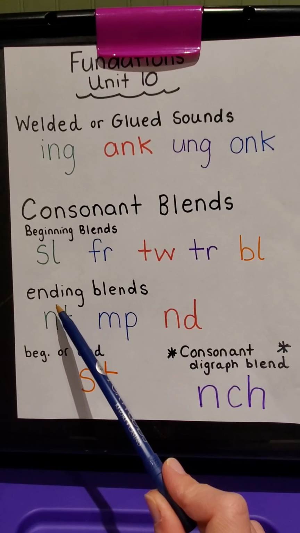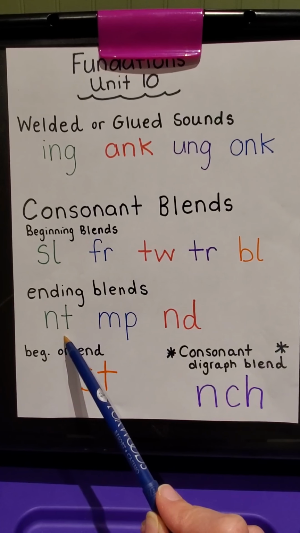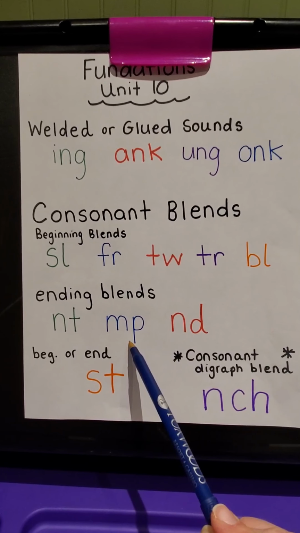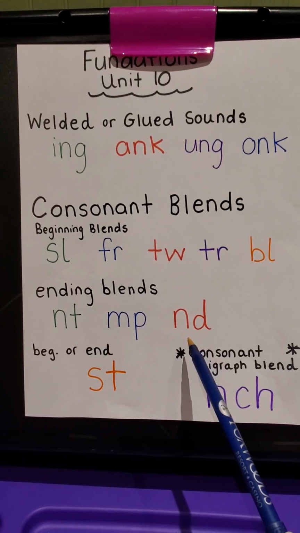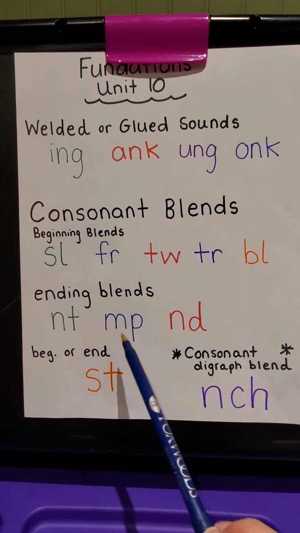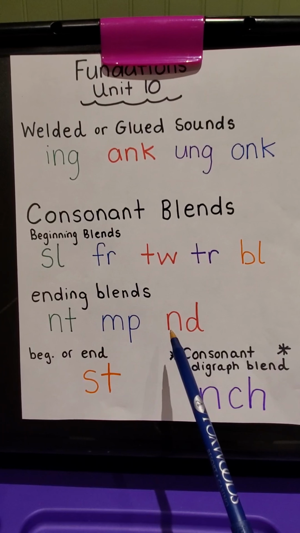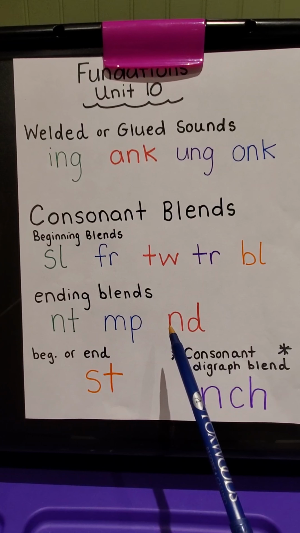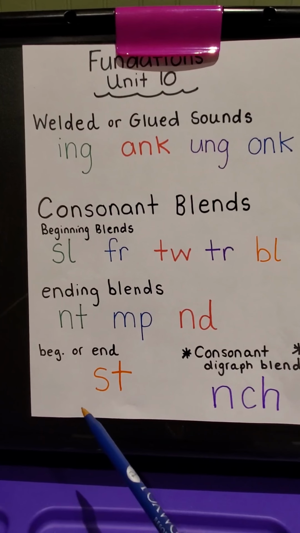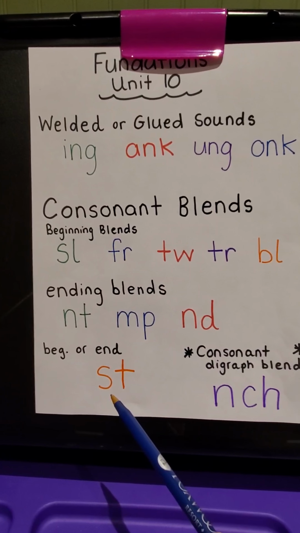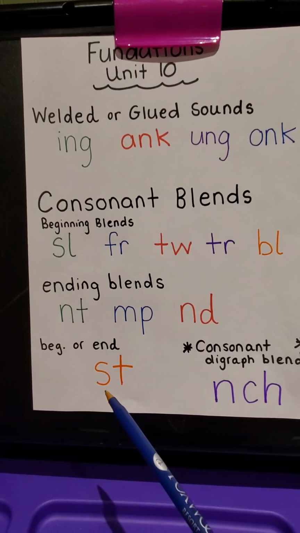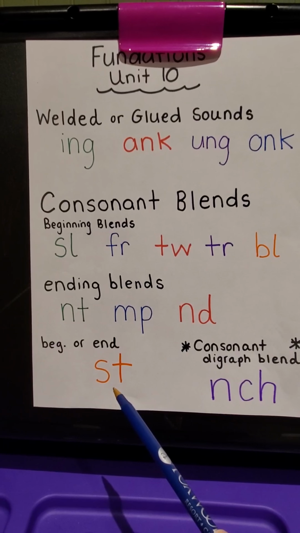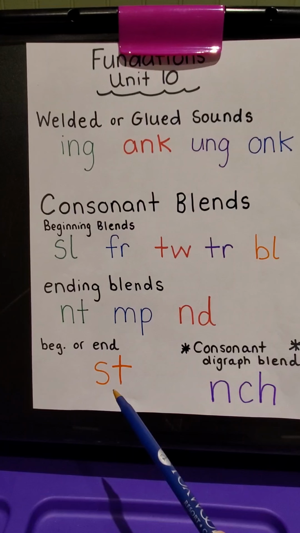Then we have some ending blends. We have NT, which says nt, MP, which says mp, ND says nd. Those three you'll only find at the end of a word. Then we have ST, which can come in the beginning or the end of a word. ST in the beginning could be like stop. ST at the end could be like fist.